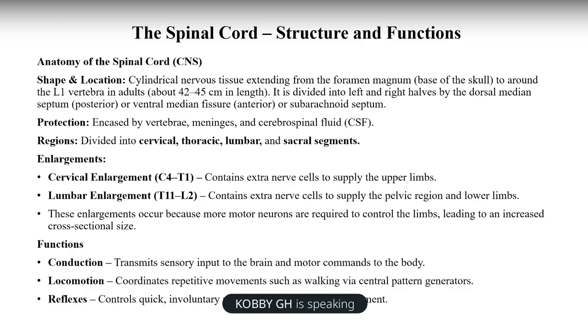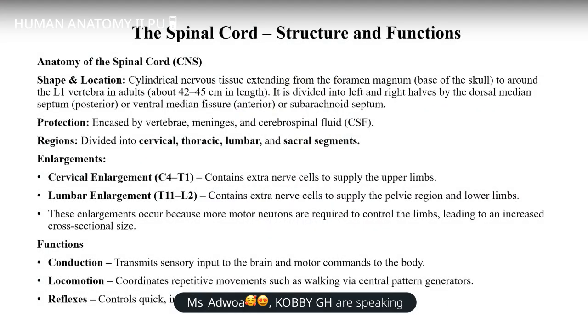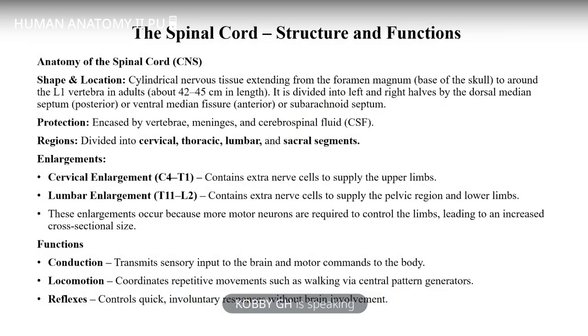Okay, so the spinal cord is basically cylindrical nervous tissue. It's like a cylindrical nervous tissue. That is what we say in anatomy. And it extends from the foramen magnum, that's the base of the skull, to the L1 vertebrae in adults.